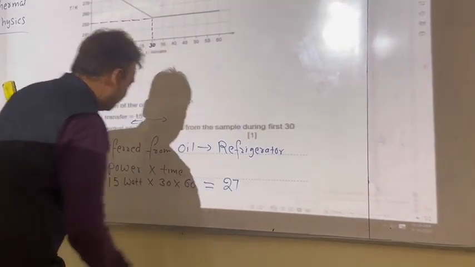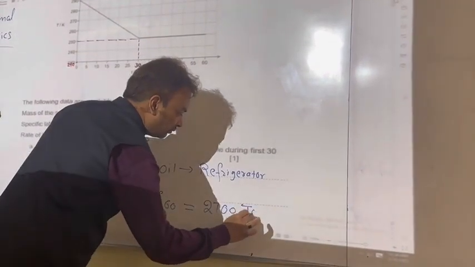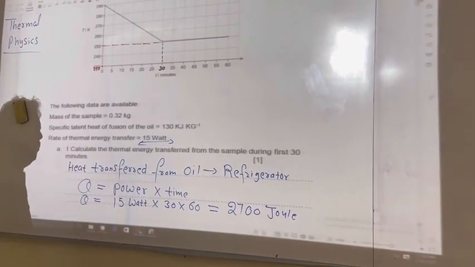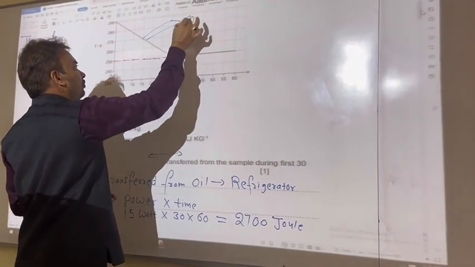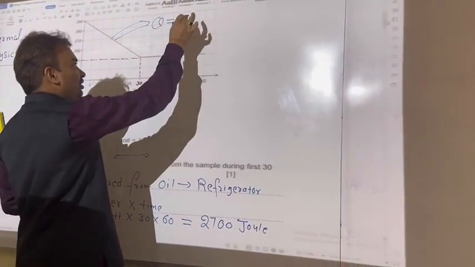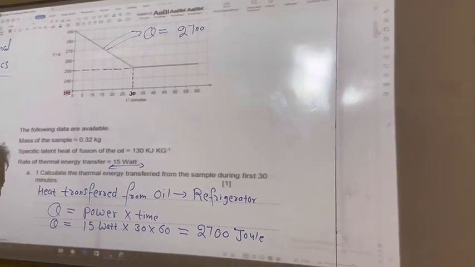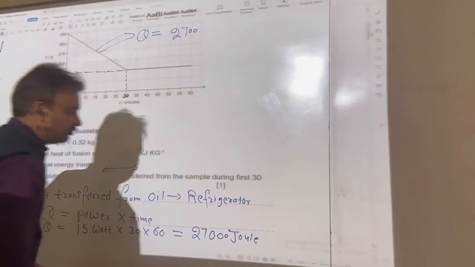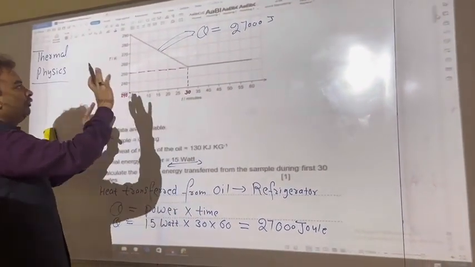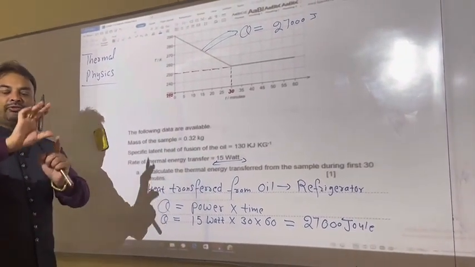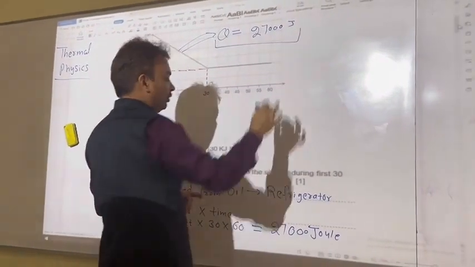So 2700, and the heat transferred is in joule. So this much heat is transferred. Q is equal to 27,000, right? So 27,000 joule of heat is transferred from the oil to the refrigerator, and from the refrigerator instantly to the surrounding. So finally, this is going to the surrounding also.